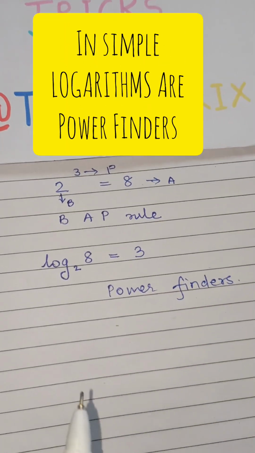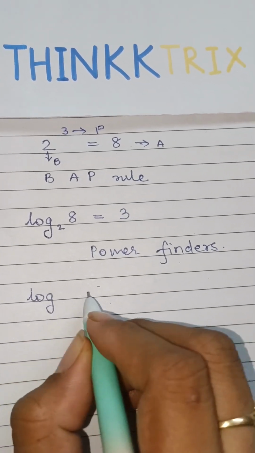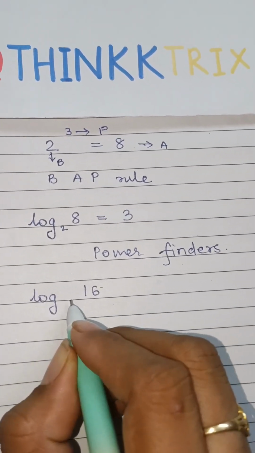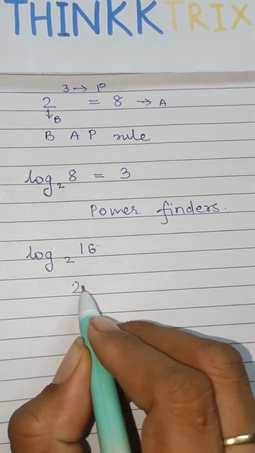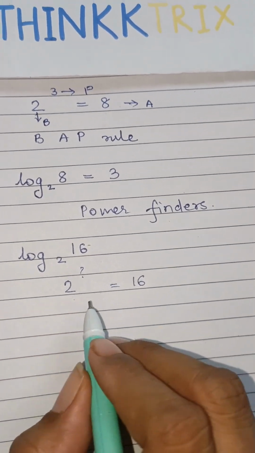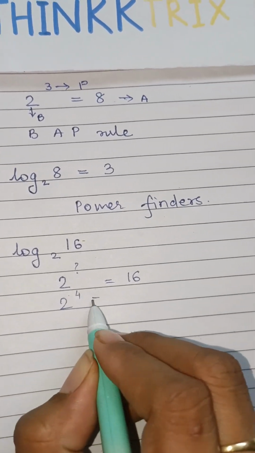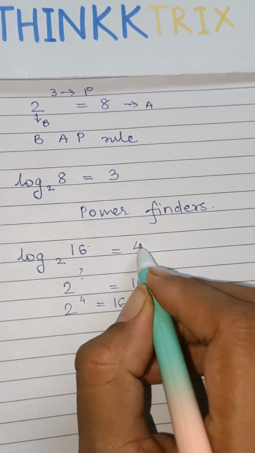Let us try to solve a simple question based on logarithm. If you want to find out log of 16 to the base 2, you have to ask yourself to what power should I raise 2 so that I get 16 as the answer. So we all know that 2 raised to 4 is equal to 16. So log of 16 to the base 2 is equal to 4.